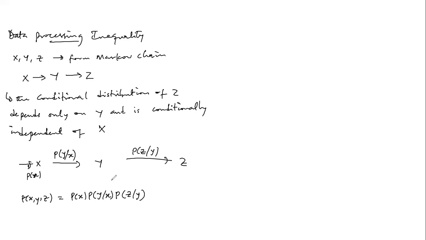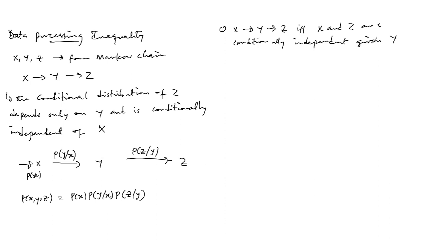Now, the implication of this is that we have a Markov chain X, Y, Z if and only if X and Z are conditionally independent given Y. Except Y is known, otherwise X and Z will be dependent on each other.